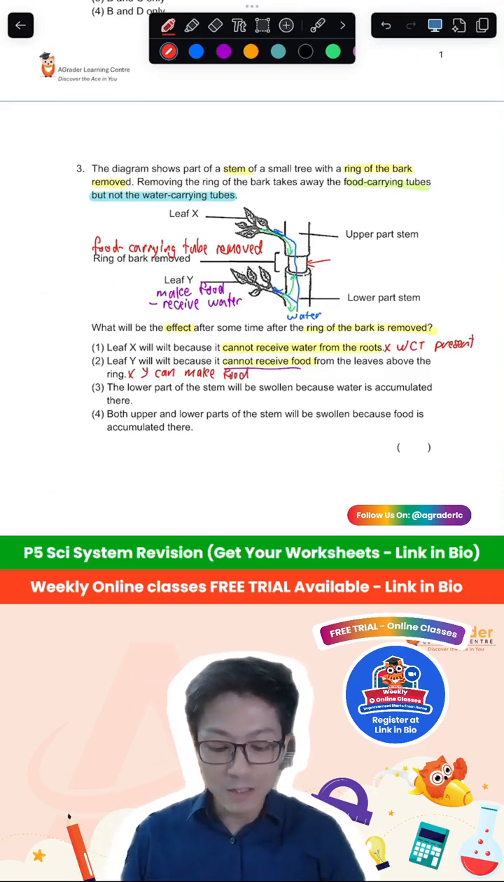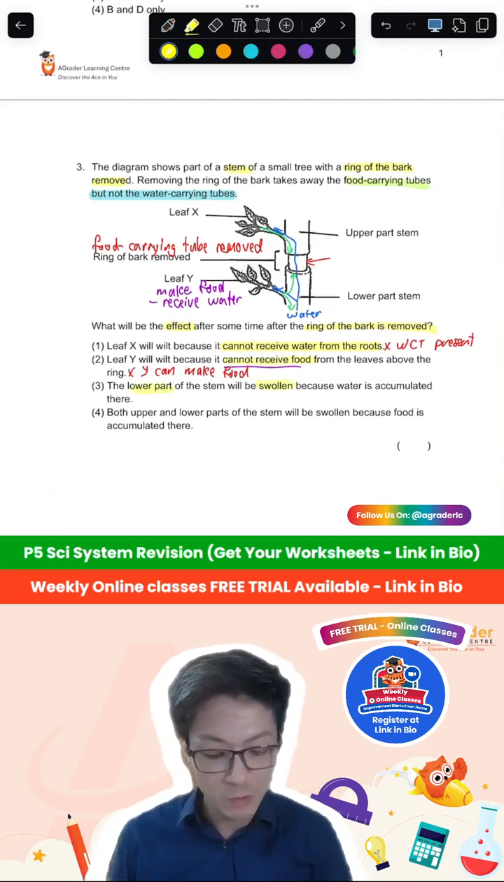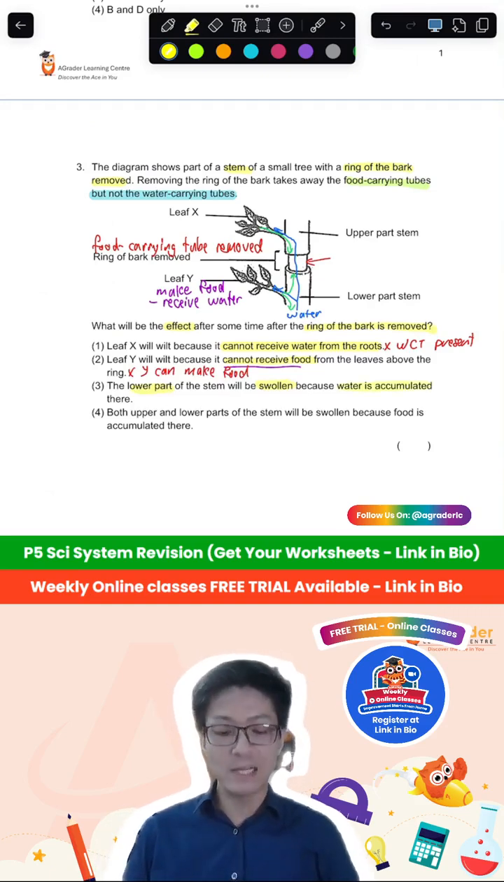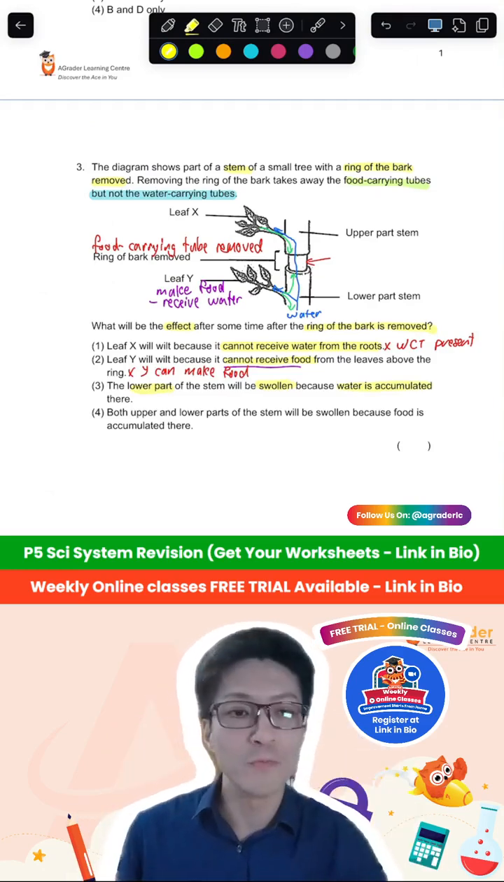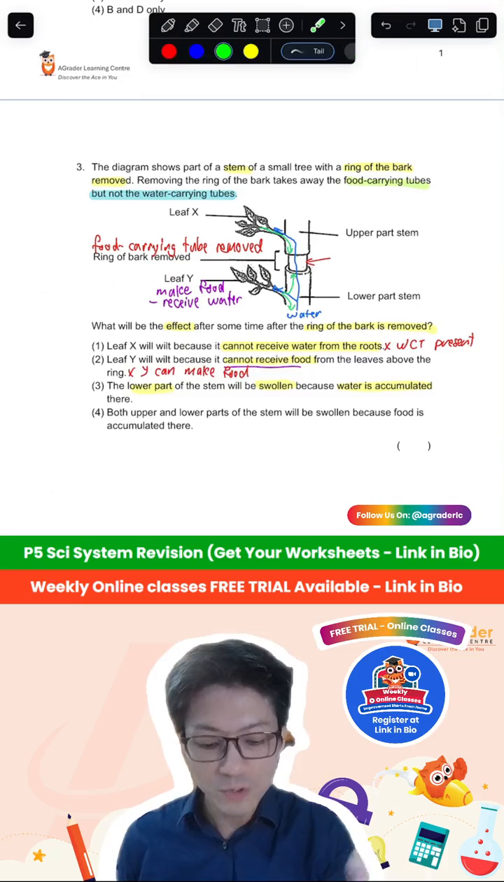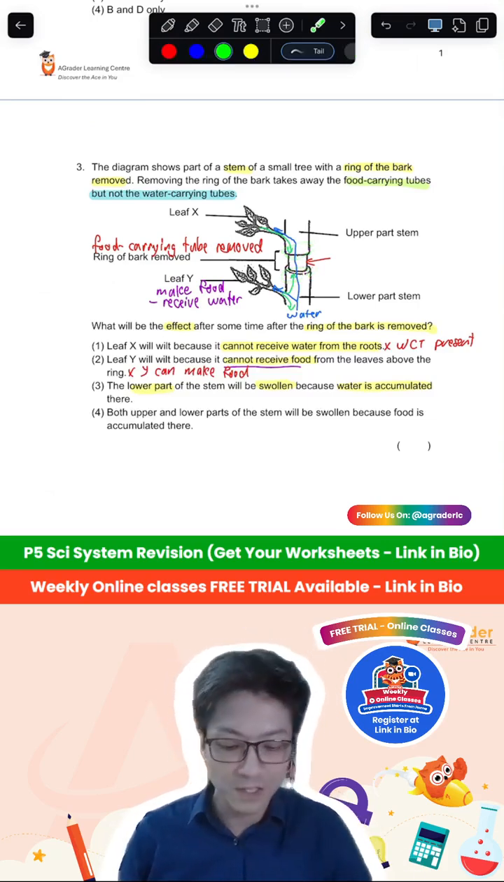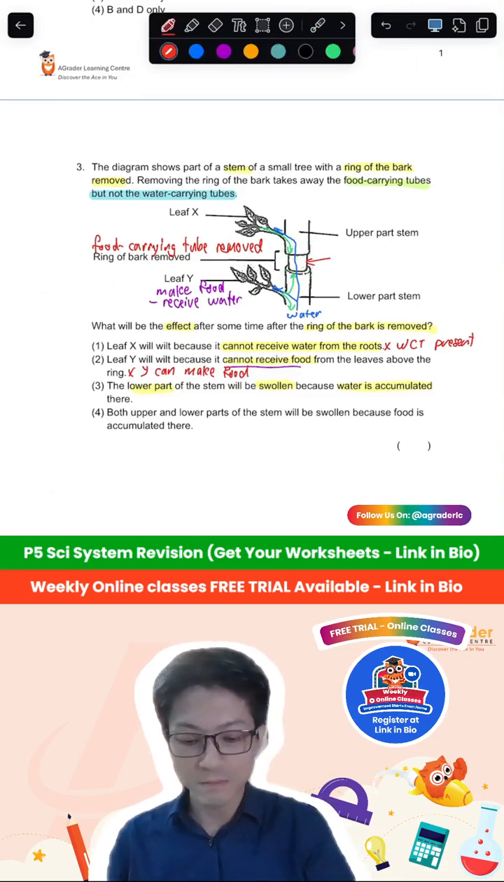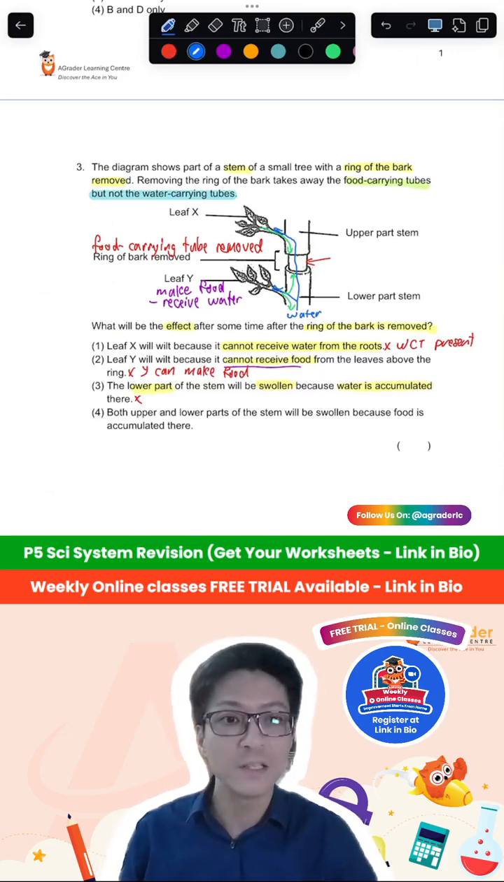Okay, what about number 3? The lower part of the stem will be swollen, because water is accumulated there. But the water carrying tube is not removed, right? And usually water will not be accumulated around here. It is always the food that is accumulated, right? So option 3 is wrong. And now we know the answer is definitely option 4.